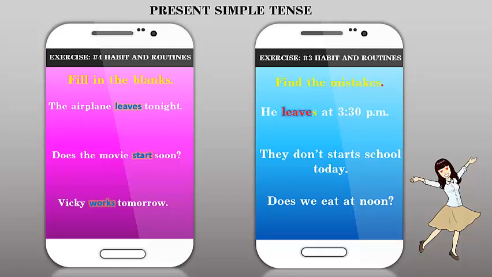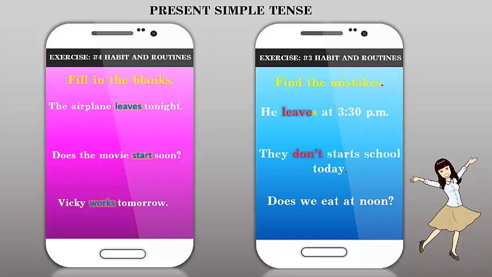In this next sentence, they don't start school today. We have a negative symbol. They don't. That's correct. Do not is correct for the subject pronoun they. However, in the negative form, we don't have to change the main verb at all. Therefore, all we will do is say, they don't start school today.